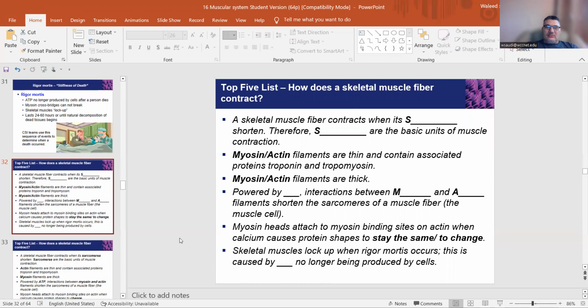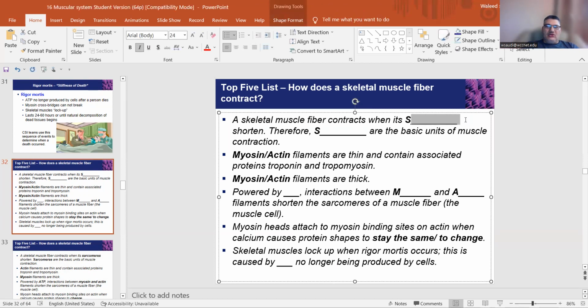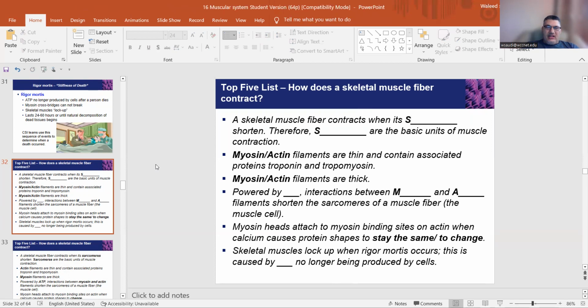Skeletal muscles contract when what shortens? Its contractile unit shortens. What's a contractile unit? Sarcomere. Very important. And the sarcomere is the basic unit of the muscle. What are the two filaments, thin and thick, that slide against each other? Myosin and actin. Which one is the thin? We have myosin and actin. Which one is thin? Actin.